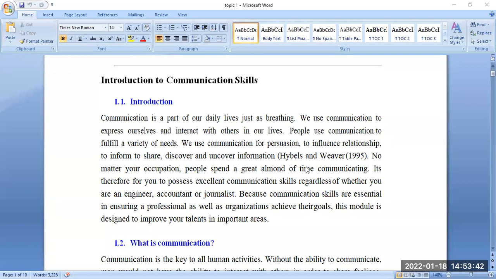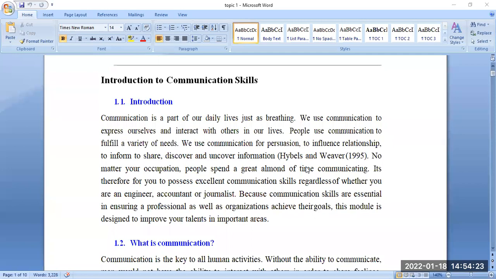Again, people use communication to fulfill a variety of needs. For example, right now, I am imparting knowledge to you. That is need number one. I might also be communicating to warn you about an impending danger. We use communication for persuasion again. Those people who sell products and services outside there use communication to persuade you to buy.